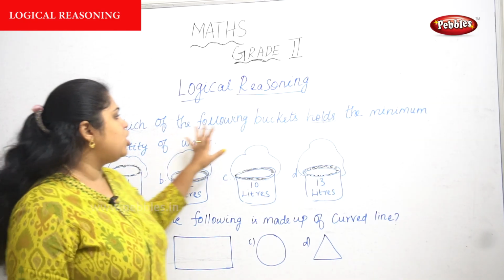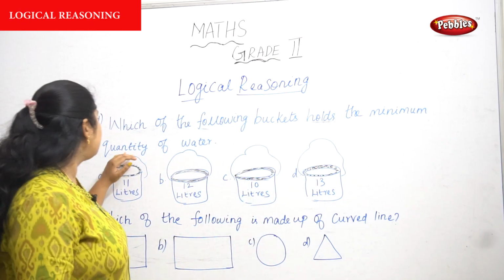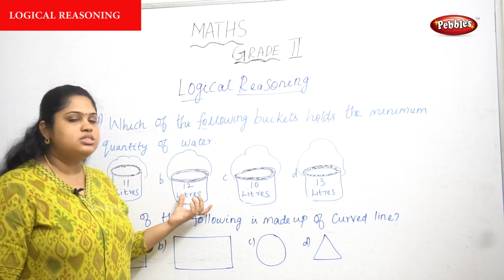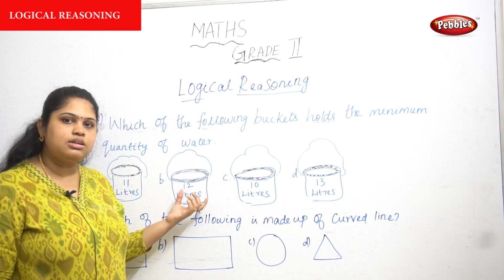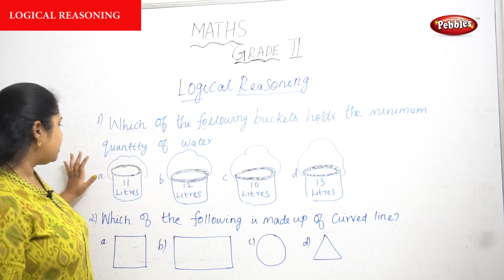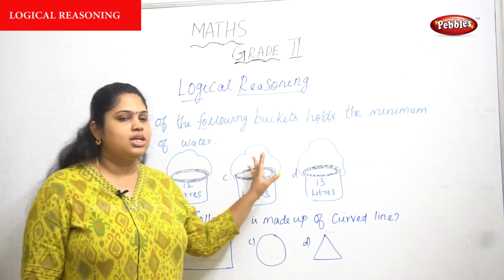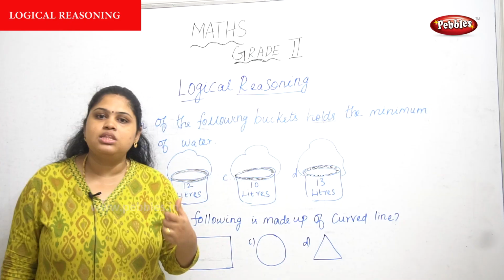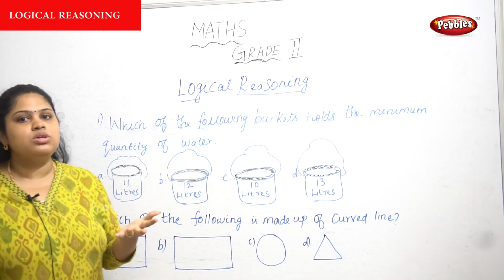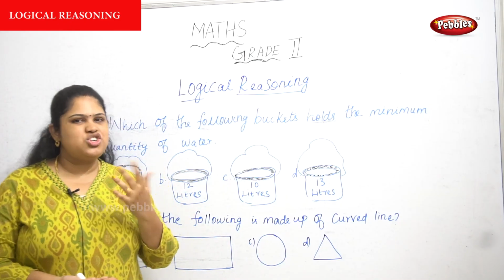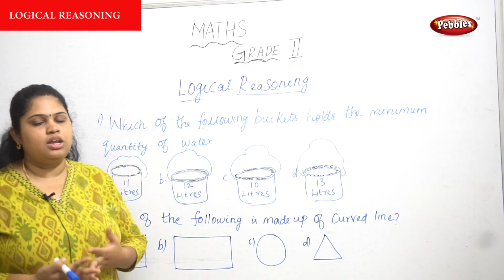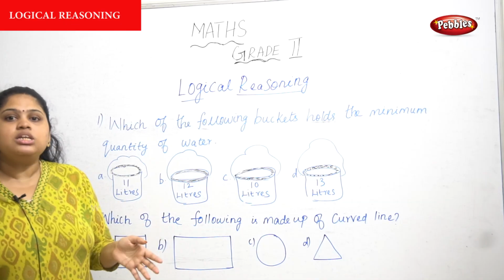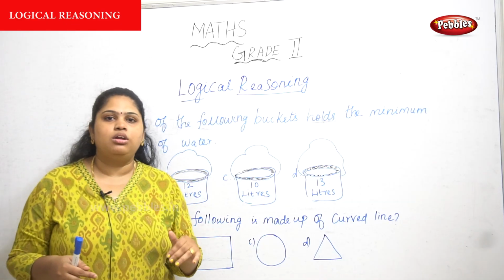So, which of the following buckets holds the minimum quantity of water? Here, water is measured in liters. There are bucket A, bucket B, bucket C and bucket D. Each bucket holds water according to its capacity or shape. If it is larger, it will take a large amount of water; if it is smaller, it will take a small quantity of water.